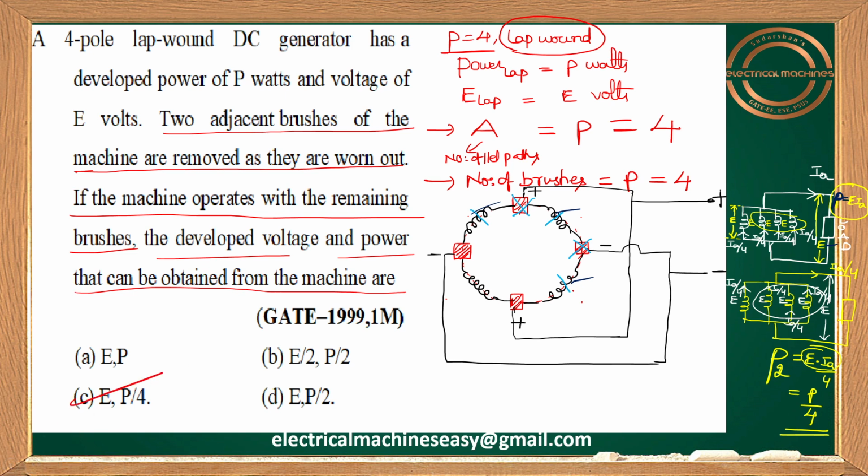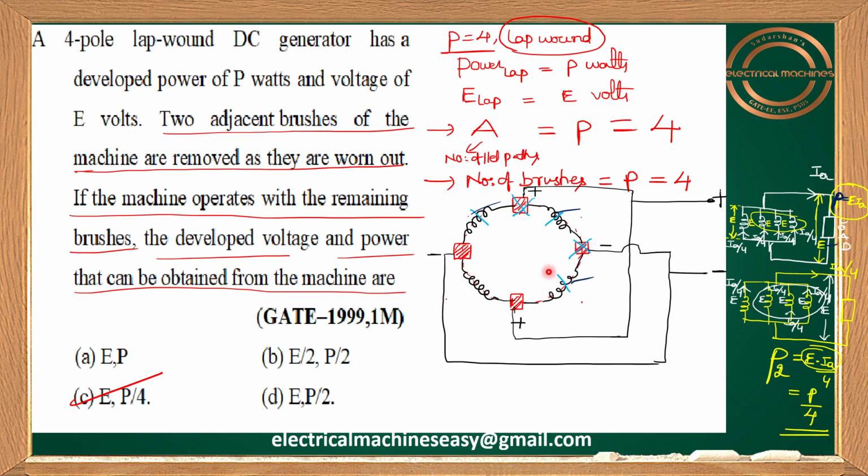So a simple thing only, please don't confuse. Suppose in this question I ask you, two opposite brushes are worn out. If I take opposite brushes worn out, what will the answer be? Because of this brush being damaged, these two become dummy, and because of this brush being damaged, these two become dummy. At that time voltage becomes 0, power also becomes 0.